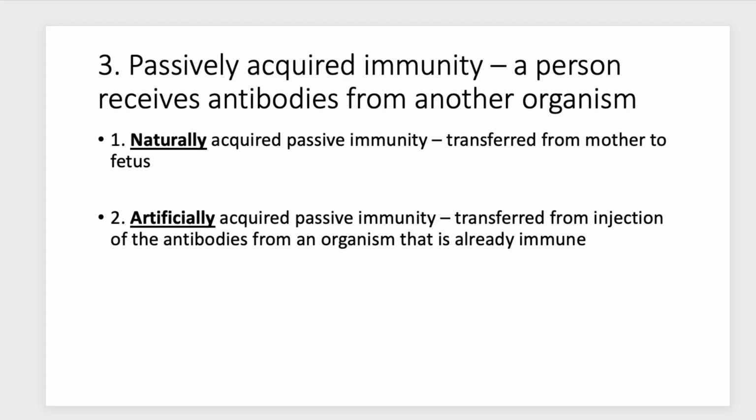For passively acquired immunity, a person receives antibodies from another organism. So this could be naturally acquired passive immunity. For example, the antibodies that a mother has can be passed to her fetus through the placenta, or it can be artificially acquired passive immunity. So that's transferred from an injection of the antibodies from an organism that is already immune.